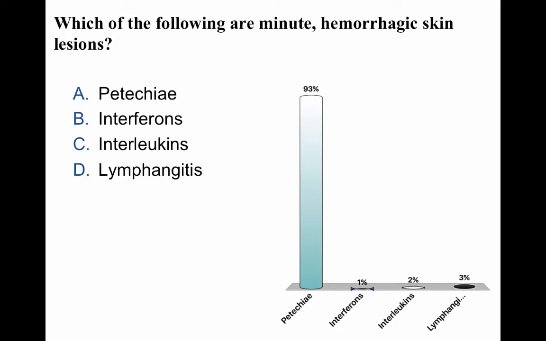All right. So which of the following are minute hemorrhagic skin lesions? Petechiae, interferons, interleukins, or lymphangitis? Most people said petechiae. Great. These are the hemorrhages that occur under the skin and cause the little red or purplish rash.